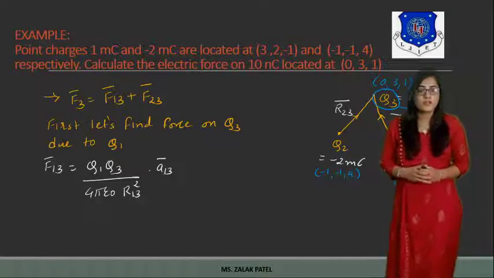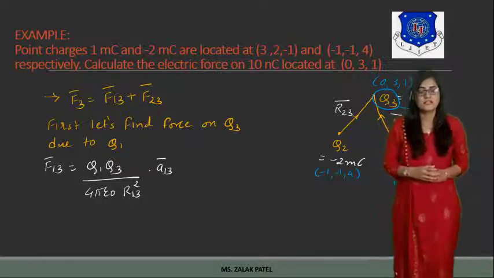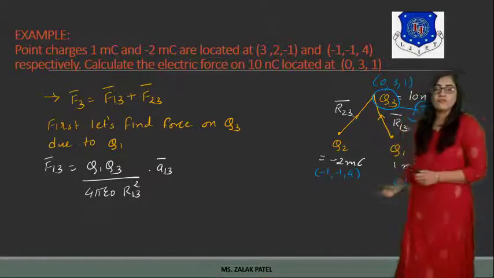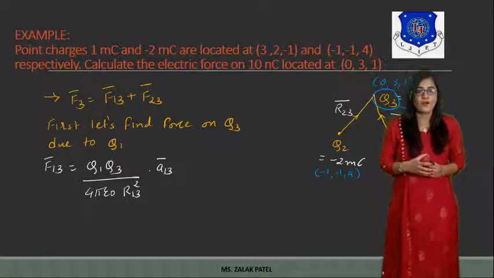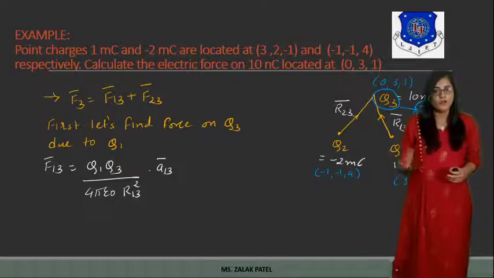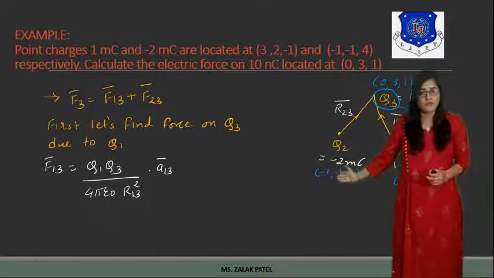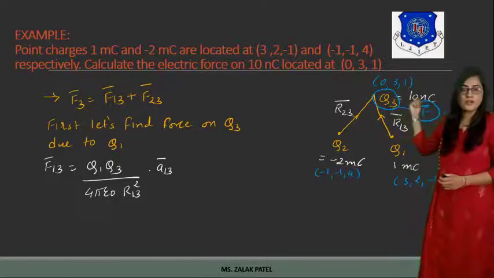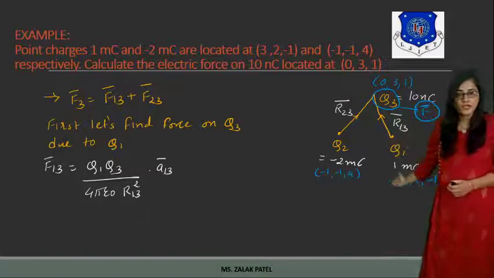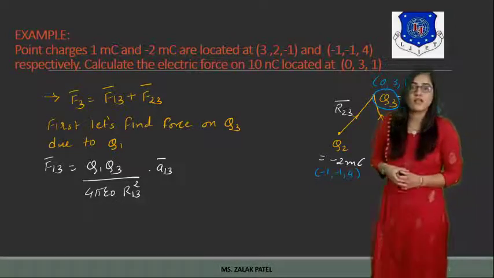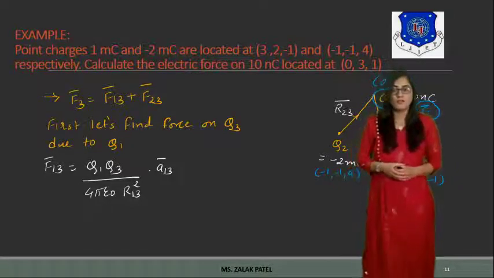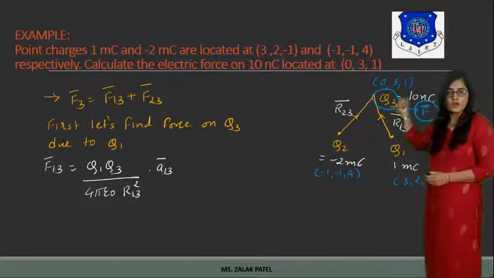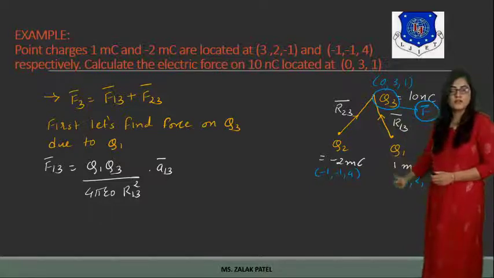So the force on 10 nanocoulomb due to these two point charges, minus 2 millicoulomb and 1 millicoulomb, should be calculated. For that, you have to find the force on 10 nanocoulomb due to minus 2 millicoulomb and the force on 10 nanocoulomb due to 1 millicoulomb. So let's first calculate both the forces. First, the force on 10 nanocoulomb due to the first charge, 1 millicoulomb.